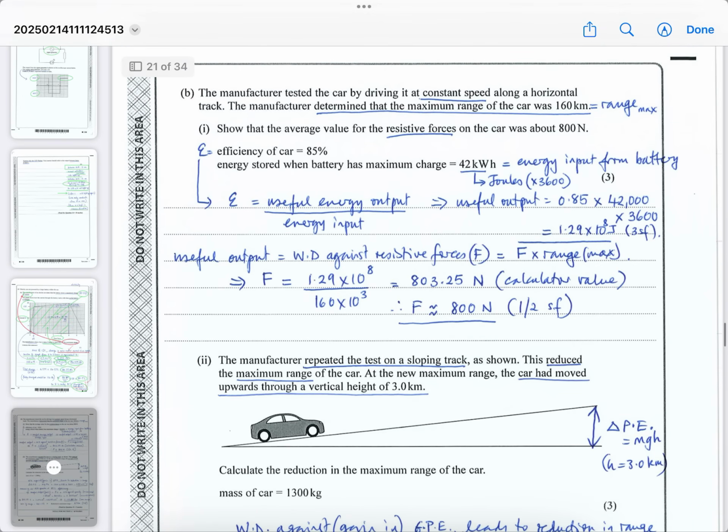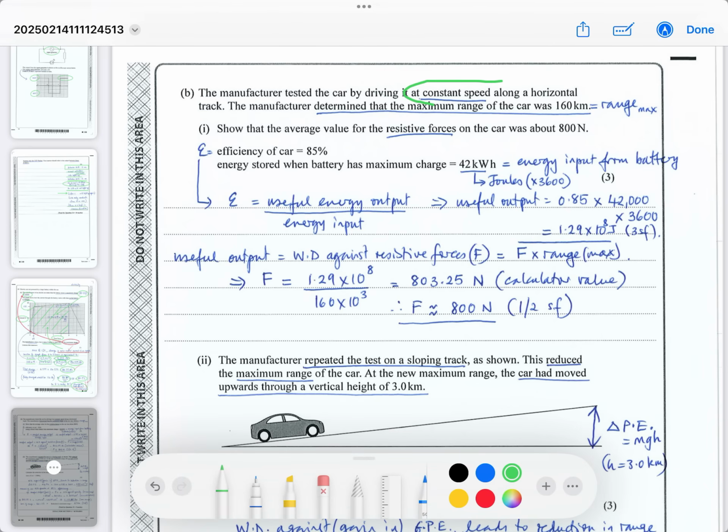Part B then says the manufacturer tested the car by driving at a constant speed along a horizontal track. Okay, so if it's driving constant speed along a horizontal track, remember, once again, we're talking about constant speed, so we're talking about balanced forces. And the manufacturer determined that the maximum range of the car was 160 kilometers when driven at that constant speed. Because obviously the maximum range will be when you don't accelerate too much, you go to constant speed, you have balanced forces, you don't have to overcome the extra work required to accelerate the vehicle.